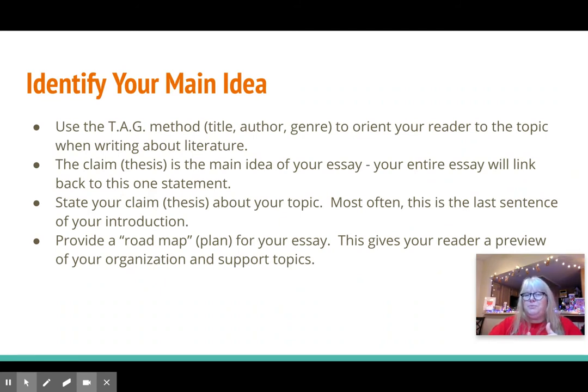It provides a roadmap. So if you say that Zadie Smith uses setting, character, and conflict to express the theme, then your body paragraphs should follow that order: setting, character, conflict, whatever I just said. So whatever order your claim is in, put that as your order for your body paragraphs, and that will help your reader feel like they're following this roadmap and they know where they're going.